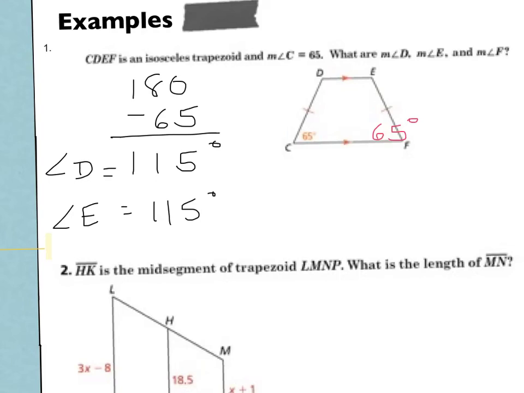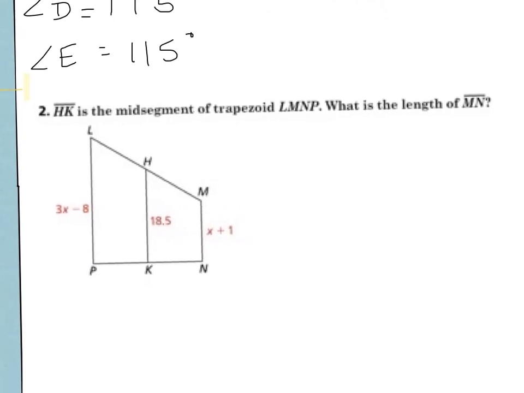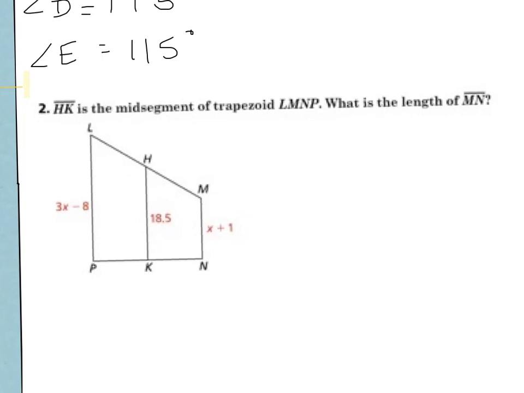Let's take a look at number 2. Segment HK is the mid-segment of trapezoid LMNP. What is the length of MN? So we know that both of these bases will be 3x minus 8 and x plus 1. If we add them together and divide by 2, we'd get the mid-segment, which here is shown to be 18.5.